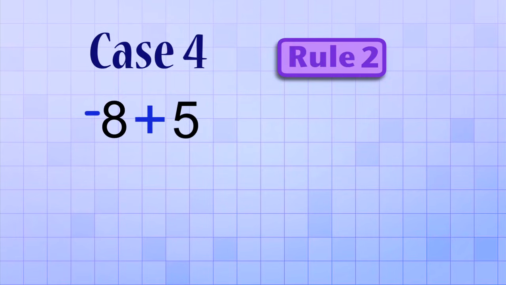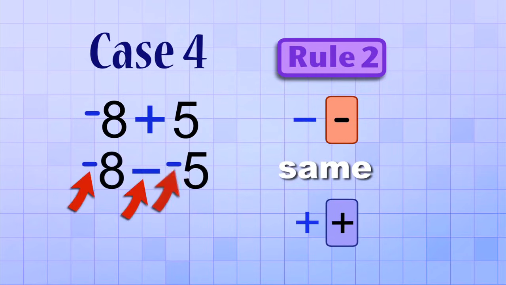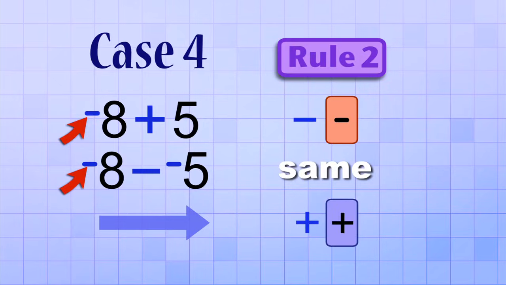Remember rule number 2? That subtracting a negative is the same as adding a positive. Because of that rule, negative 8 plus 5 could also be written as negative 8 minus negative 5. That's a lot of negatives, but thanks to rule number 2, we can write our minus minus as a plus. But either way it's written, in this case, we start negative and move in the positive direction.